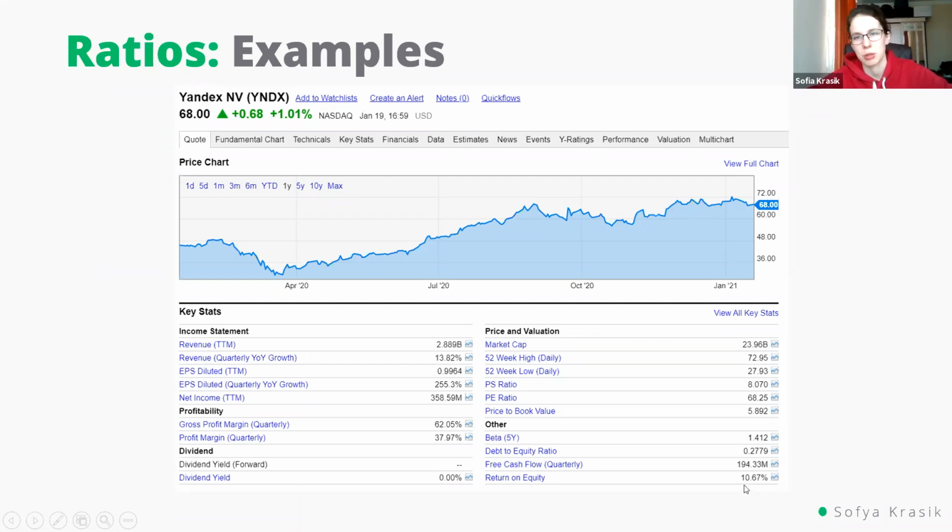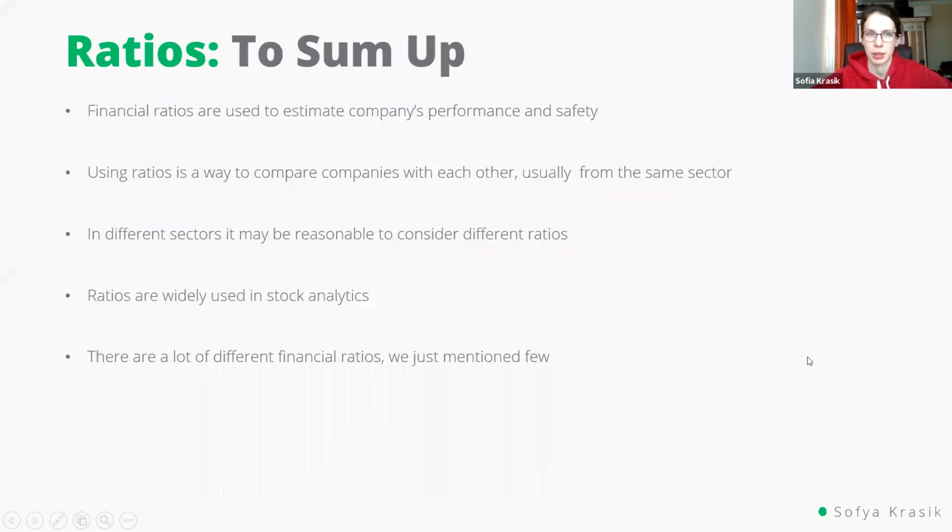So this is just a simple example. When you just start to be interested in some analytics, you'll come to the first website and you will see a lot of financial ratios. So it's better not to neglect them, because you'll definitely face them if you follow the market and read market analytics. So to sum it up, you see that there are a lot of financial ratios. We just mentioned a few of them. There may be more, whatever you come up with.